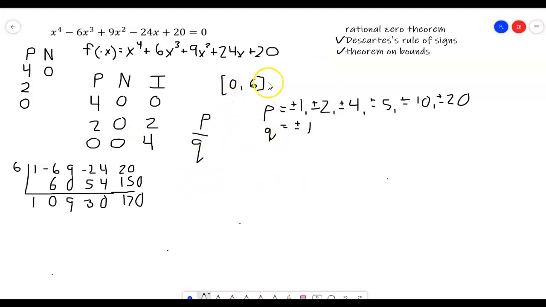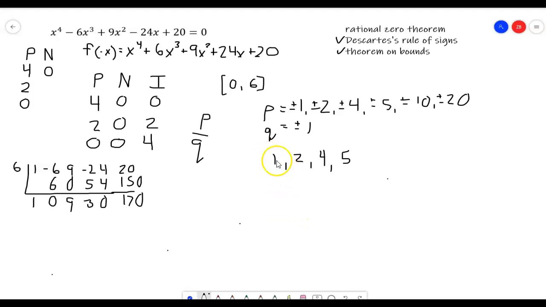However, I know that they all have to lie within here. So the only ones that I even need to really try are what? Because this is going to be like 1 over 1, 2 over 1, 4 over 1, 5 over 1, 10 over 1, and 20 over 1, and then all of those all over negative as well. But since I'm only looking between here and here, all I have to do is try 1, 2, 4, and 5. So if I have any rational roots, it's going to be one of those 4.